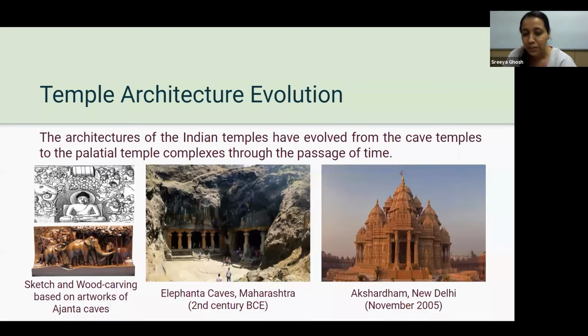Then we also have another similar cave temple, the Elephanta Caves. These are found on the western side of India, in the state of Maharashtra. These were also built around the 2nd century BCE. From then, we have been having different sorts of temples. Architecture has evolved over time, and the right-hand side is our very newest one. It's the Akshardham temple in our capital city. New Delhi is the capital of India, and we have this temple over there. It was consecrated around 2005.